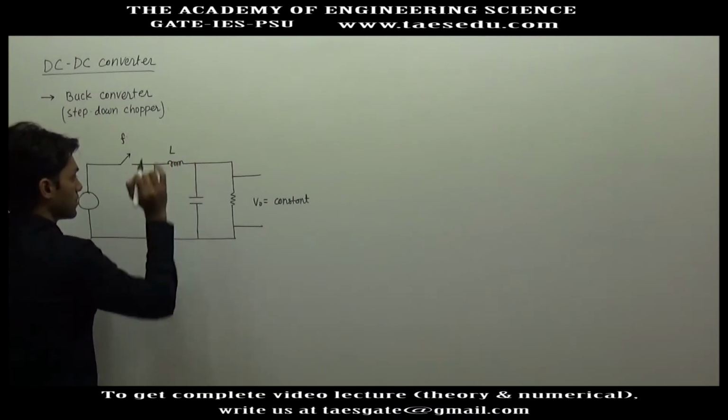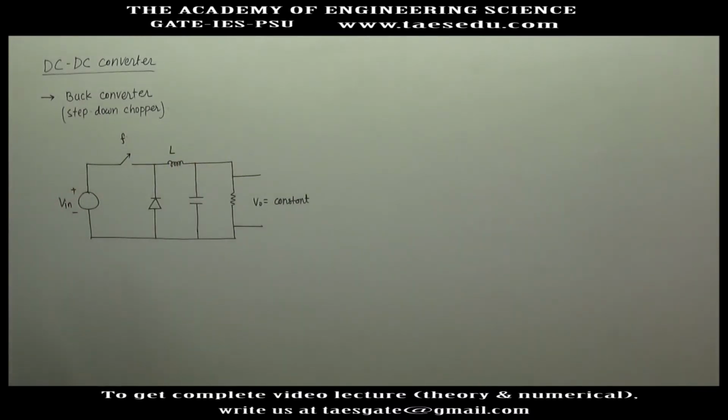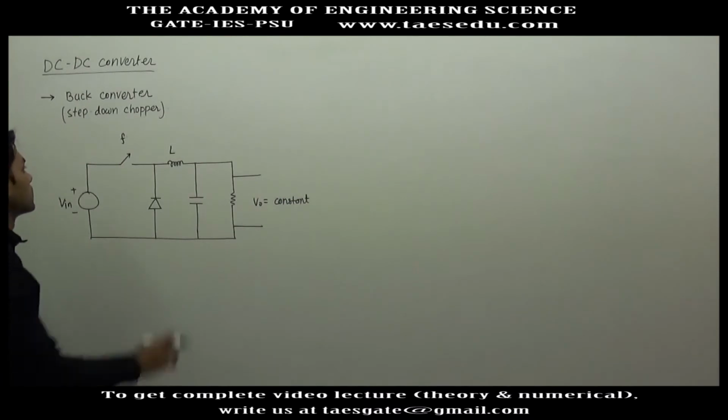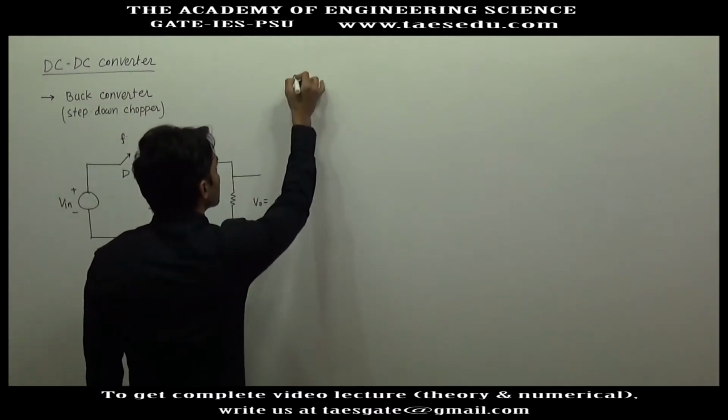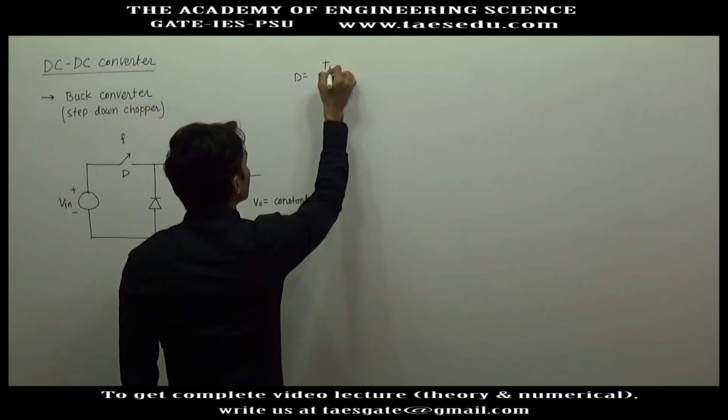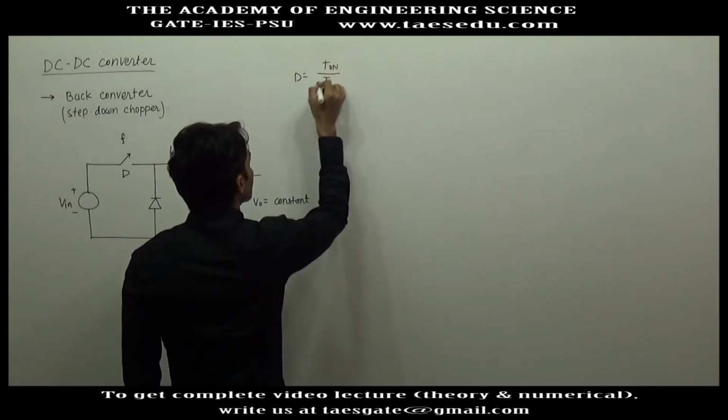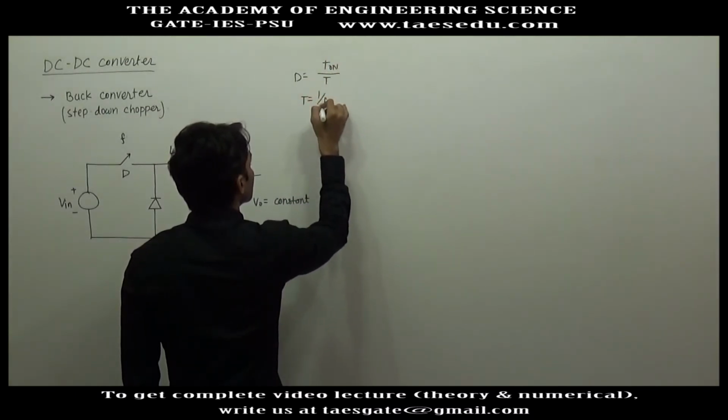This is the inductor. Now we will formally derive the input output relationship of this buck converter. The switch has a switching frequency F and duty cycle D. We have already understood the meaning of duty cycle. D is nothing but T on divided by the total time, and T is equal to 1 upon F.